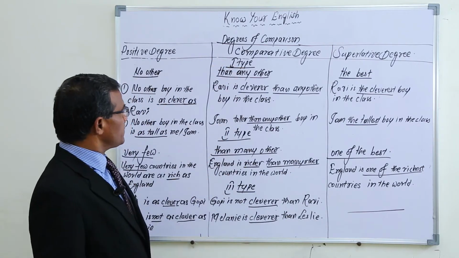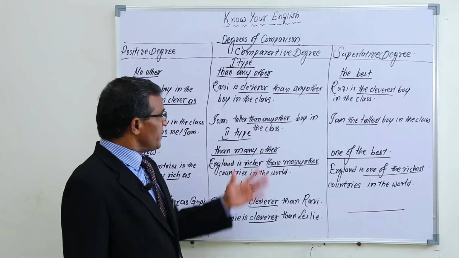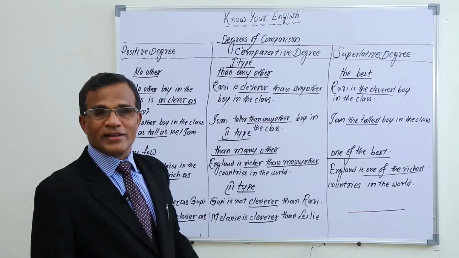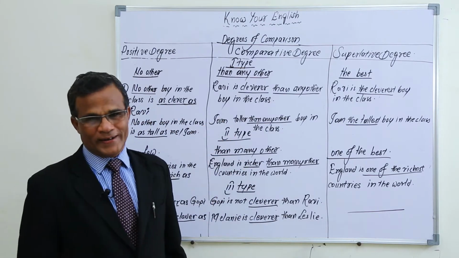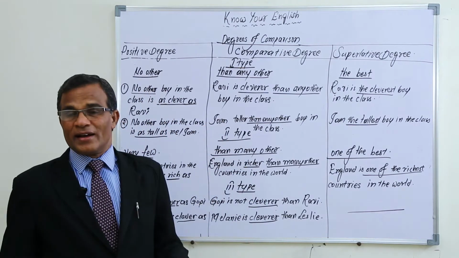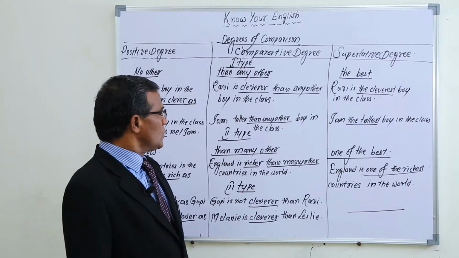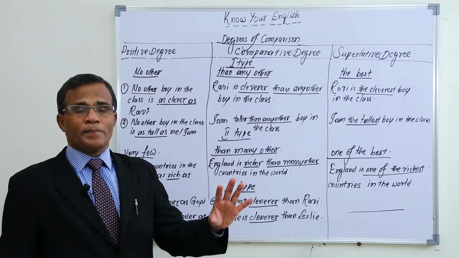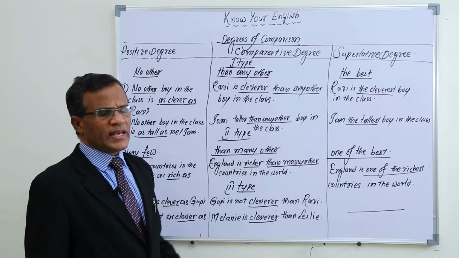So in comparative forms, if you want to use comparative degree sentences, you can say: Ravi is cleverer than any other boy in the class. America is richer than any other country in the world. Mumbai is bigger than any other city in India. Ravi is taller than any other boy in the class. Like that you can use anything.